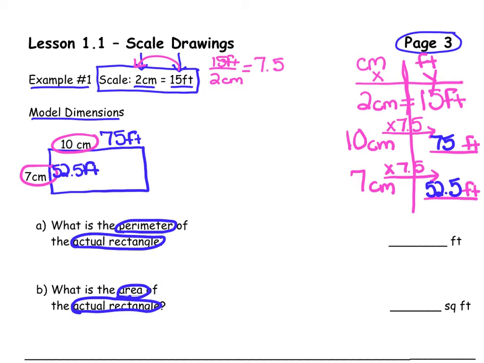Now, let's perform some quick calculations. Let's start with a perimeter walk. Please put this down on your paper and take notes. We know if we're taking a perimeter walk and we start right here, we're going to add 75 plus 52.5 plus 75 plus 52.5.